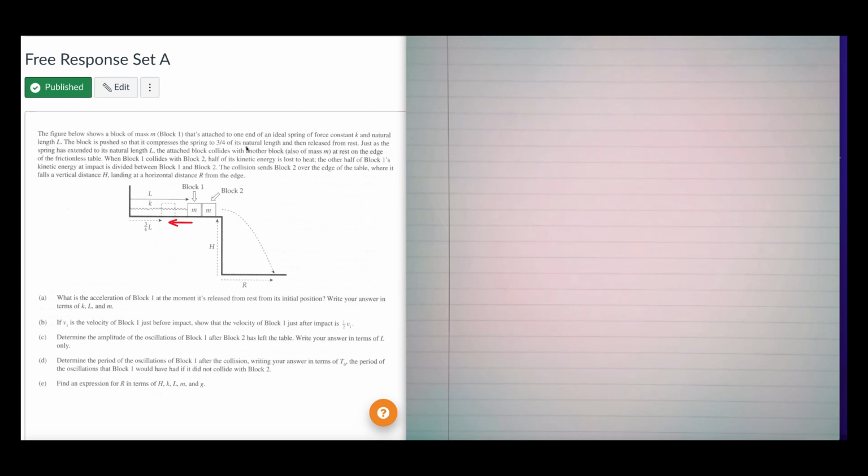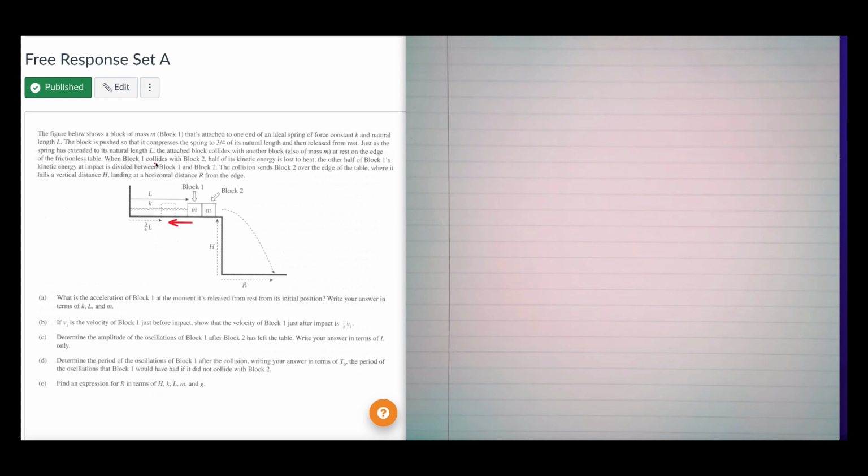Just as the spring has extended to its natural length L, the attached block collides with another block at rest on the edge of the frictionless table. So there's no friction. Yes, had the block not been here, it would have covered another L/4 distance.